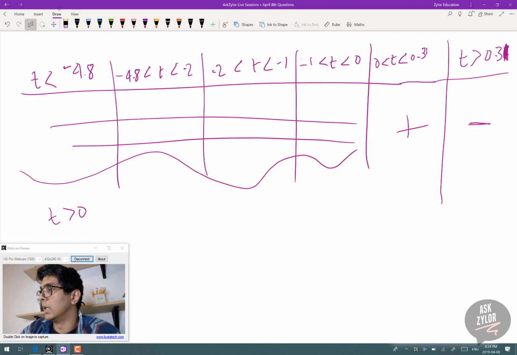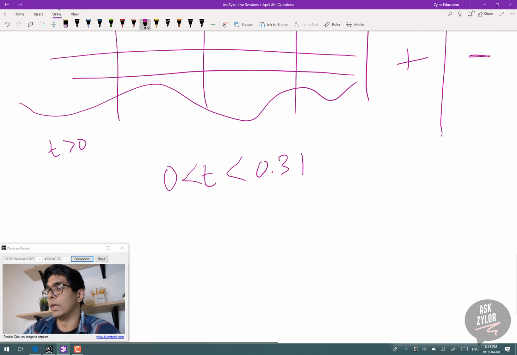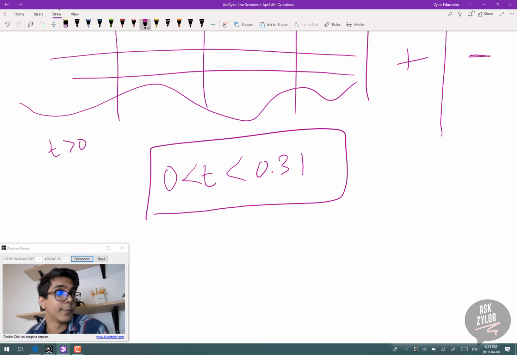Right? So my initial inequality is asking, when is this big polynomial, this rational function, greater than 0? So I found that that function is only greater than 0 when t is greater than 0 and less than 0.31. So my answer is going to be between 0 and 0.31.